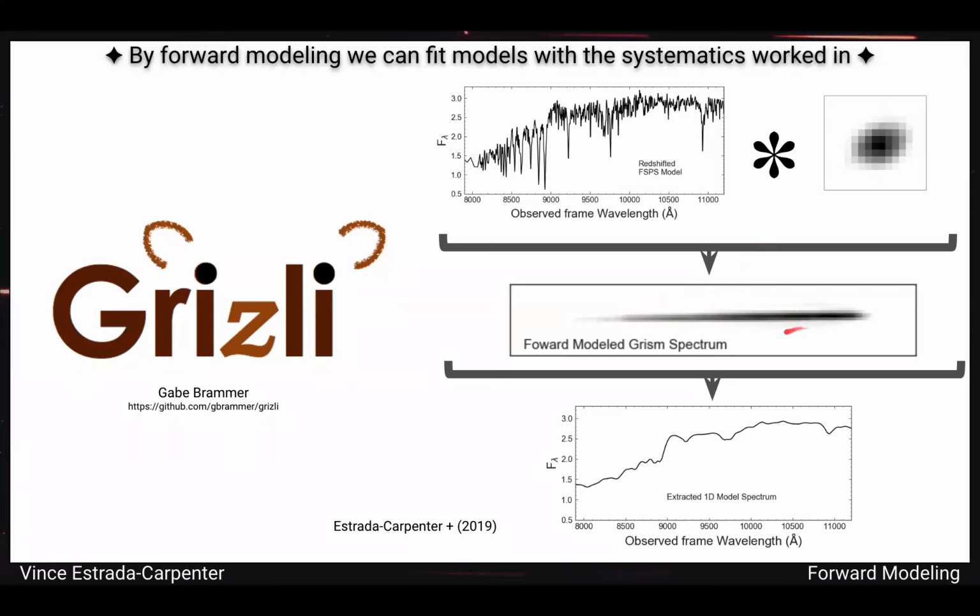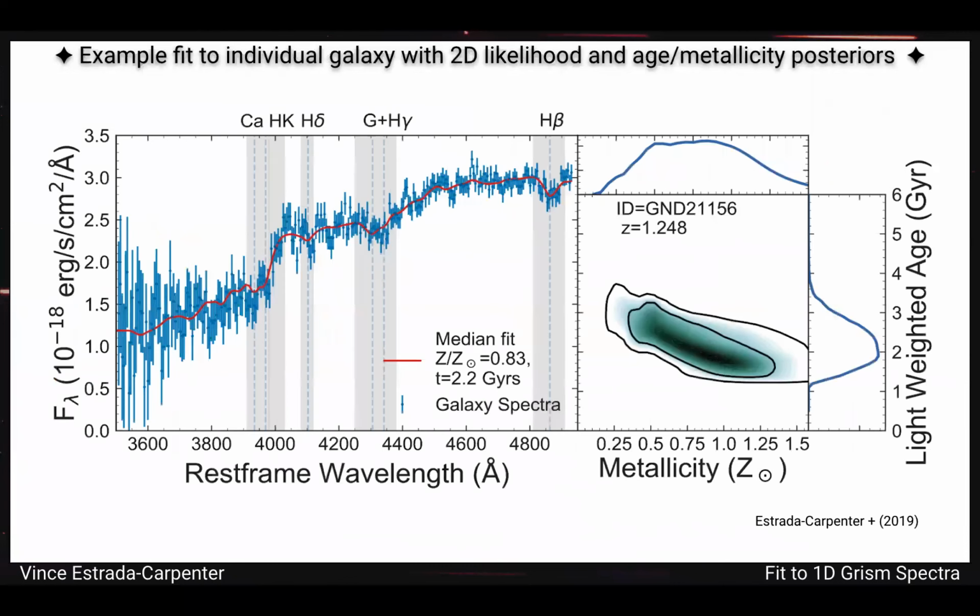And if you wanted to, you can extract this down to 1D, which is some of the work I'm about to show you that I've done with 1D grism spectra. So here I have some 1D grism spectra, and here in red is a best fit model. The work I've done is focused mostly on massive quiescent galaxies at redshifts between 1 to 2. And in the paper I'm showing you right here, I looked at things like metallicity and age.